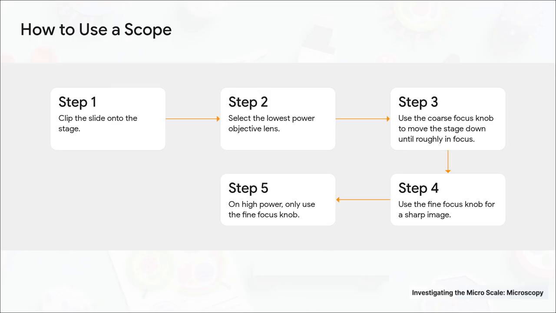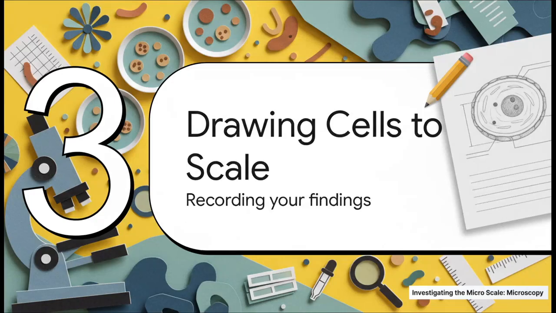And here is the golden rule. When you switch to a higher power lens, you only use the fine focus knob to adjust it. Got it? All right, Section 3.